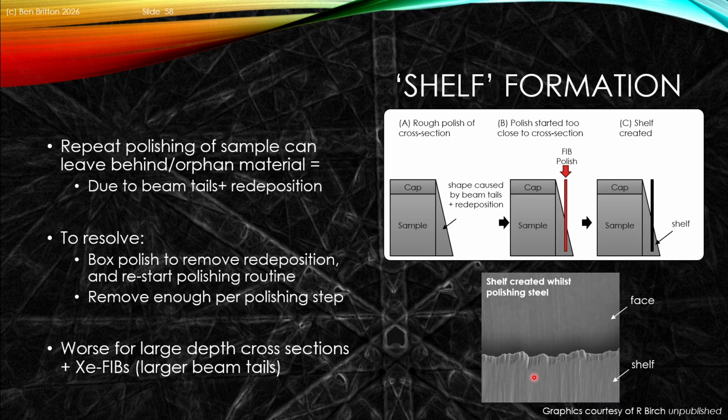So here's the shelf. Typically, to address this, we make sure that we remove enough depth through our glancing incident cut every time we go through our material. We can also do a box polish to remove the redeposition and restart that polishing routine, but ultimately we have to make sure that we're not too impatient, that we remove enough per polishing step for our particular application to make sure we don't get this shelf forming ahead of where we're polishing. And this is worse for large depth or large aspect ratio cross sections, and especially important in xenon FIBs due to large beam tails that can exacerbate the formation of a shelf.